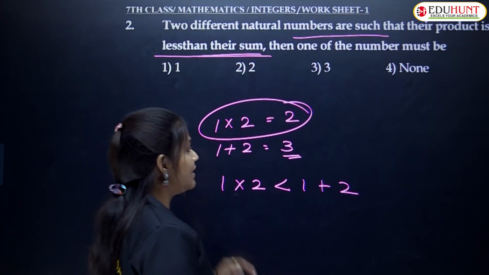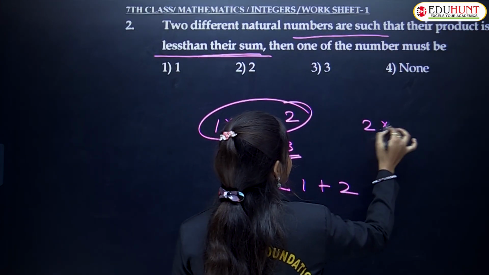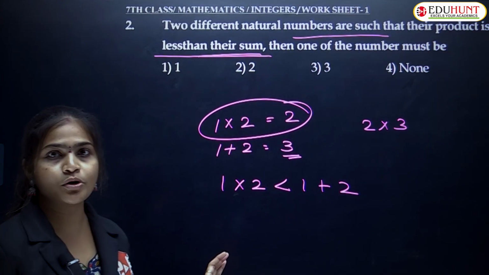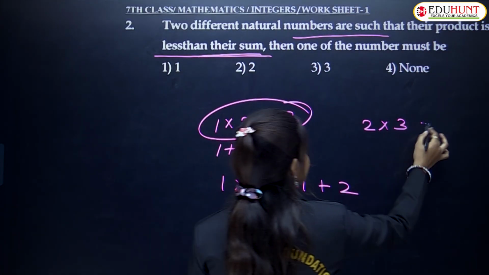Next, shall we take another example? 2 and 3. Here also, will the same case be possible or not? See here, 2 times 3 is 6.